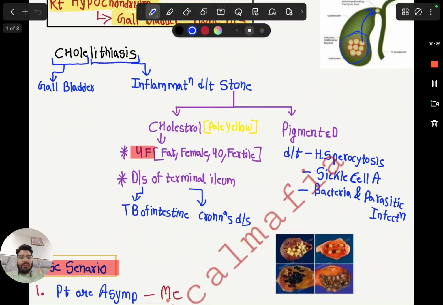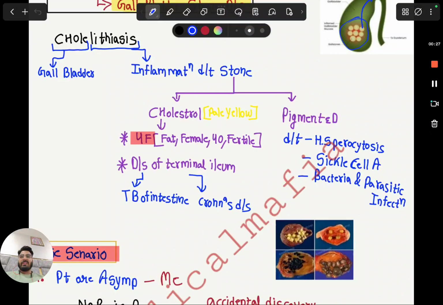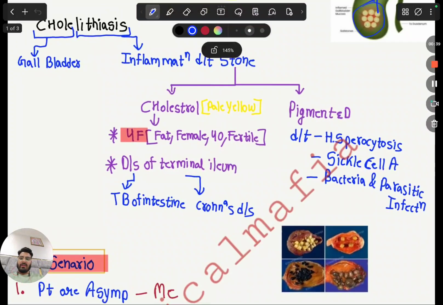Okay, so there are two different types of stones present. Cholesterol, that is yellow in color. How will we remember it? Cholesterol is generally fat. Fat is butter. Amul butter is yellow in color. Okay, and there is pigmented. Pigmented generally has no fixed color. They can be black, gray, green, or vary in different colors. Also, it can be muddy yellow and all that.